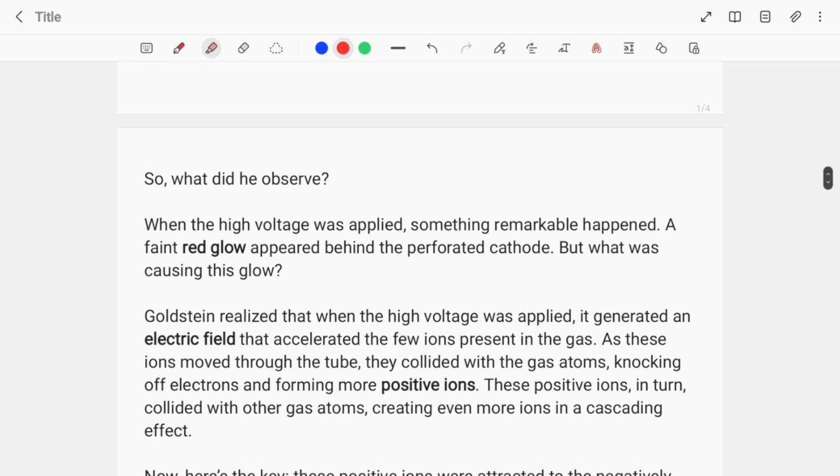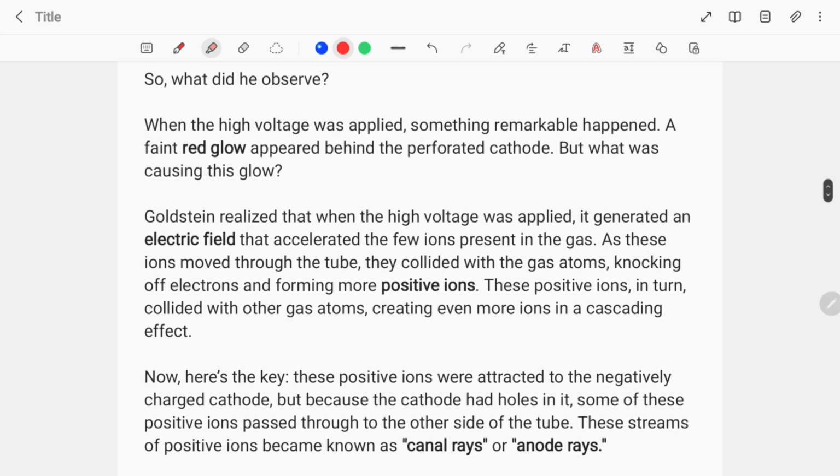So, what did he observe? When the high voltage was applied, something remarkable happened. A faint red glow appeared behind the perforated cathode. But what was causing this glow?